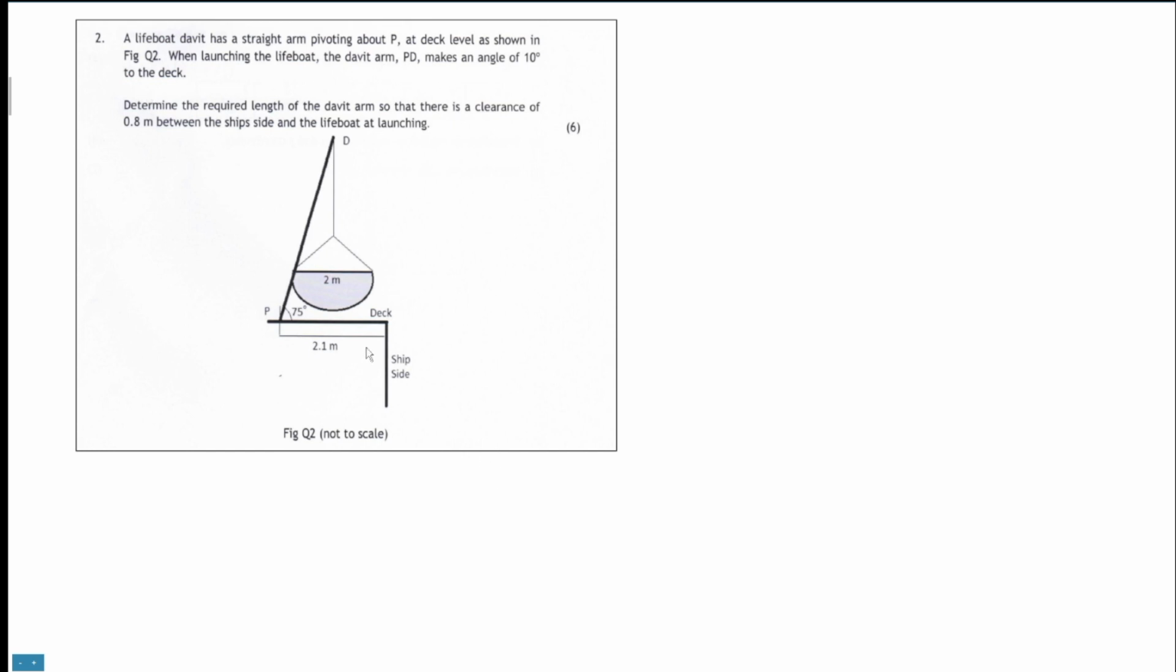So what's going to happen is they're going to drop this boat into the water. I mean, this could be the arm, right? And then the arm's going to come round as it drops down, and hopefully the boat is not going to hit the ship's side. It's going to be dropped into the water, no problem. Determine the required length for the davit arm, so there is a clearance of 0.8 between the ship's side and the lifeboat at launching.